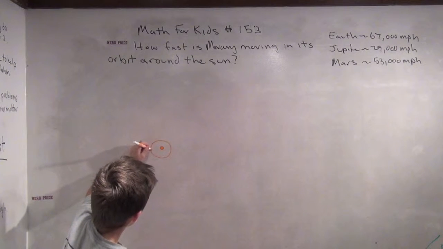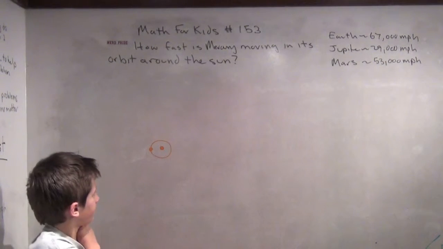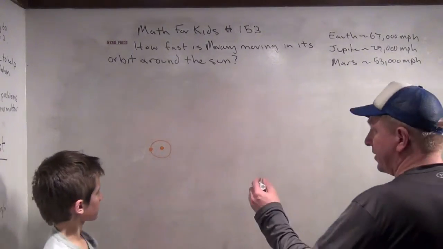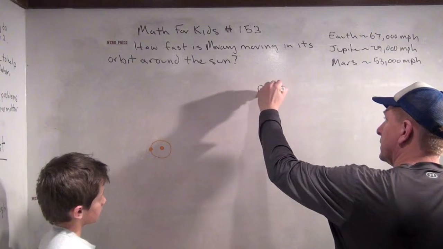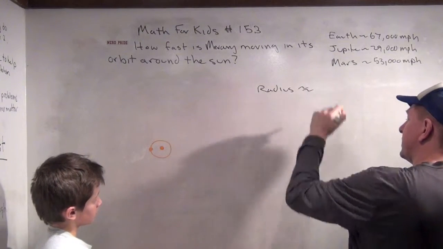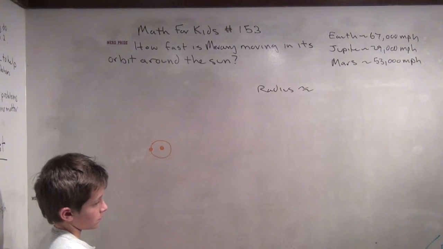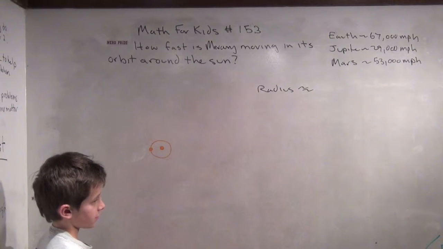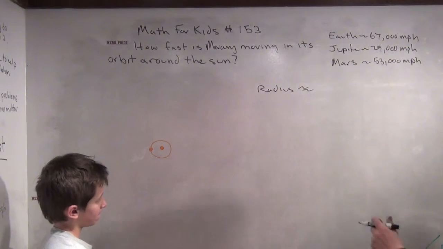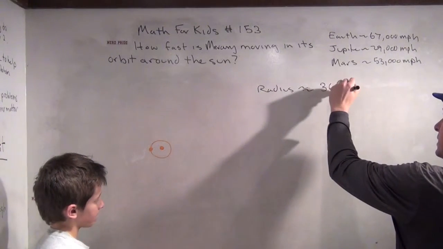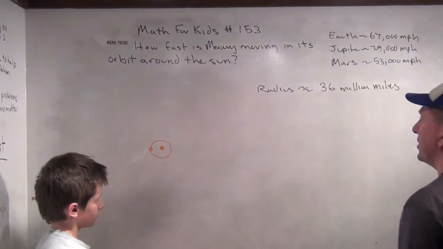Okay, so what's special about Mercury's orbit? It's the closest orbit to the Sun. And like the other ones, we're going to pretend it's a circle. The radius, I think, is 32 million miles, is that right? I think it's about 36. 36, 32, I don't remember actually. 36, you're right, I had it written down. So it's about 36 million miles.